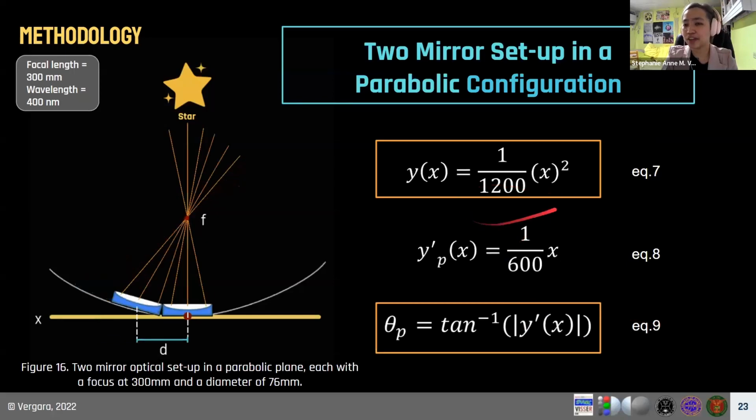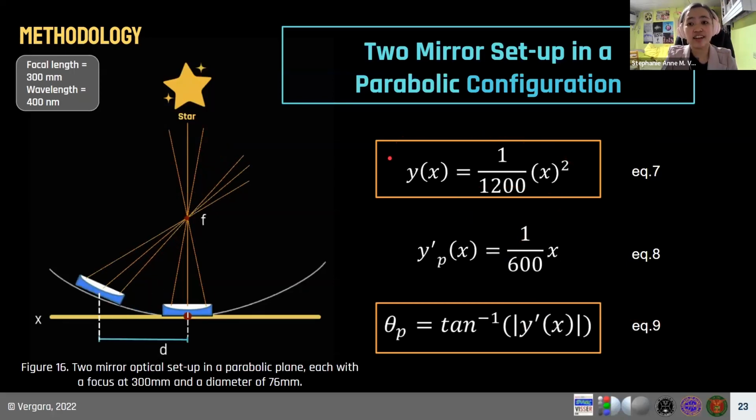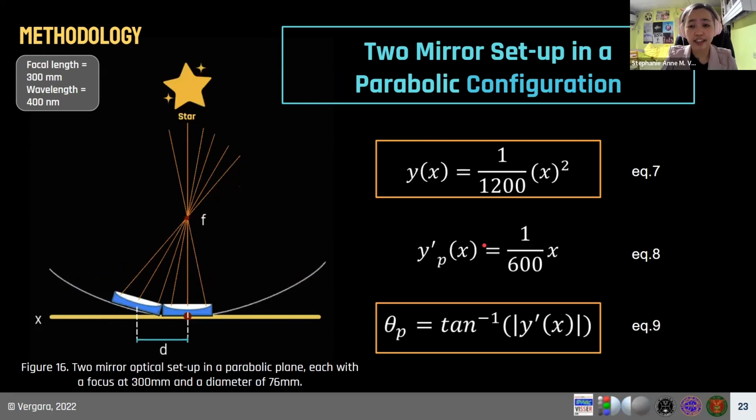Now from equation 7, derived earlier, the tilt angle of the second mirror is solved by getting the derivative of the expression here, which corresponds to the slope of the tangent line along the parabola. Finally, to get the tilt angle of the second mirror, we solve for the derivative's inverse tangent.